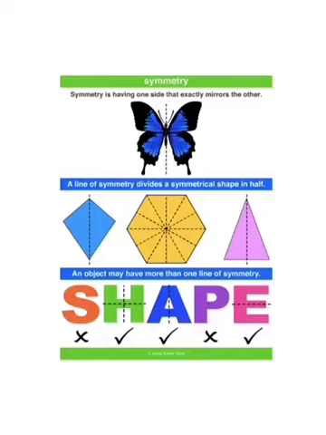And then the same thing with our letters down here in the word shape. An object may have more than one line of symmetry, or sometimes they have none. So the S has no lines of symmetry. We could not cut that shape in half and fold it on top of itself. The H, we could fold it either horizontally through the center or vertically through the center. The A has one line, P has no line, and E has one line horizontally.